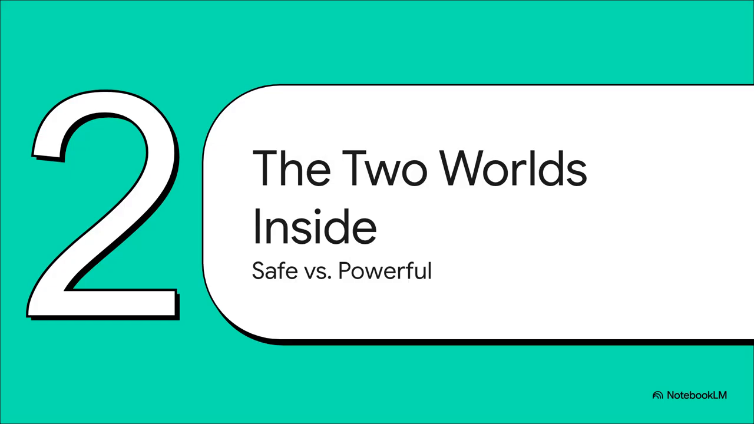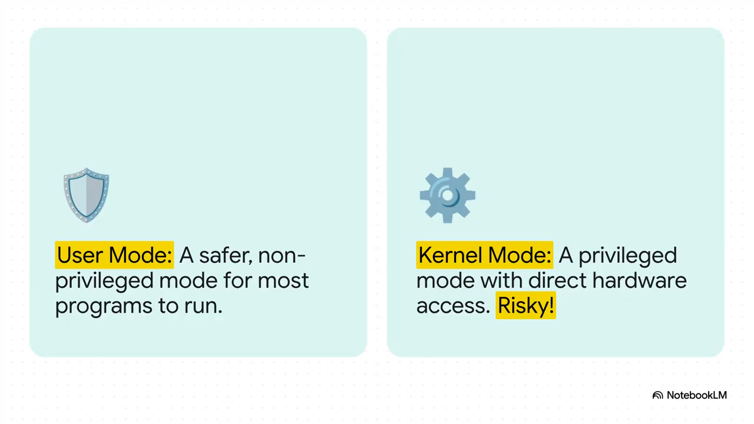Now this is where it gets really interesting. Behind those interfaces, your operating system keeps everything separated for safety. It's basically operating in two completely distinct worlds, and each one has its own rules and its own powers. What you're looking at here is the fundamental trade-off that's at the very heart of your computer. On one side, you've got this safe but kind of limited world where all your apps live. That's called user mode. And on the other side, you have the all-powerful but super risky world where the core of the OS runs, and that's kernel mode.